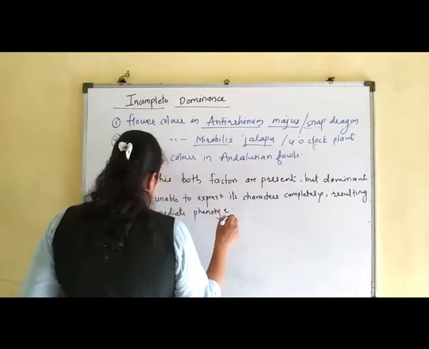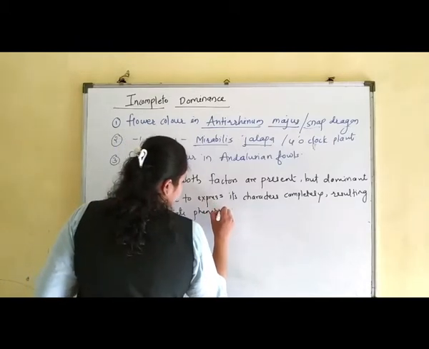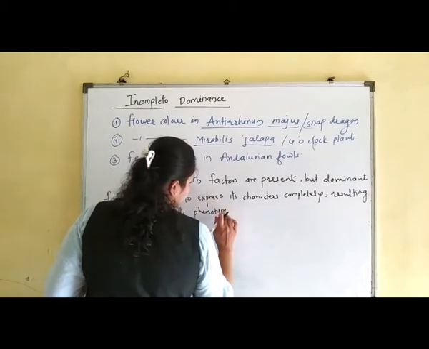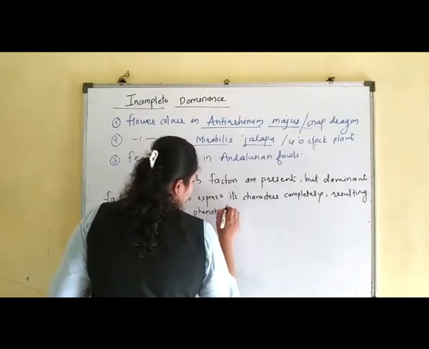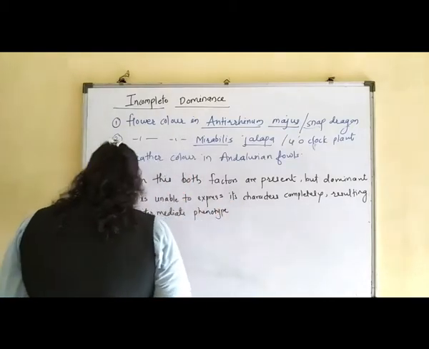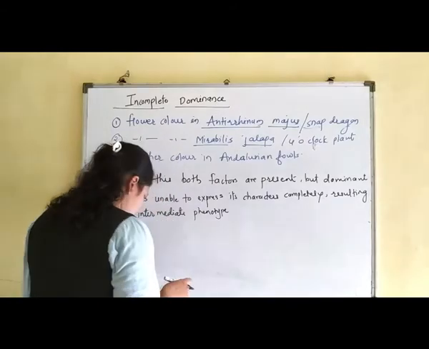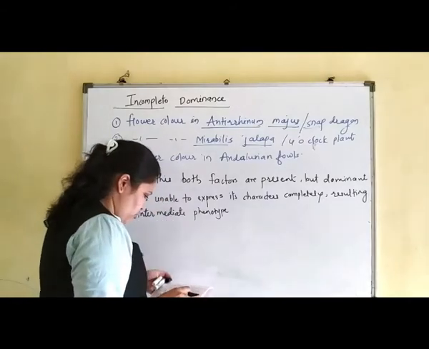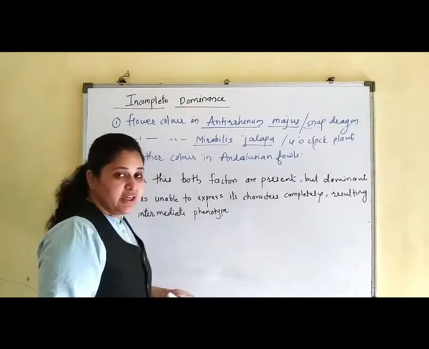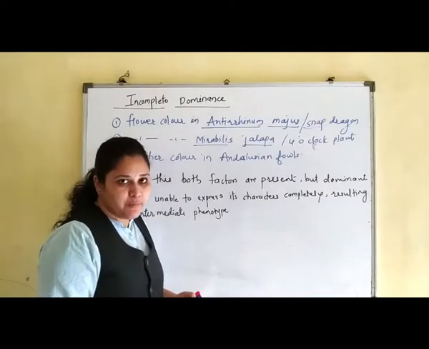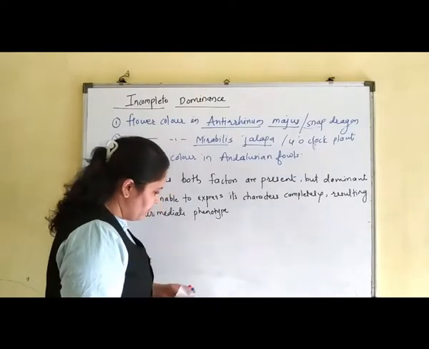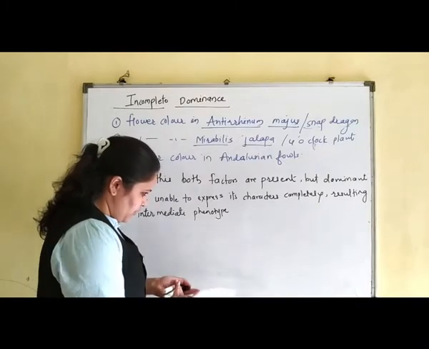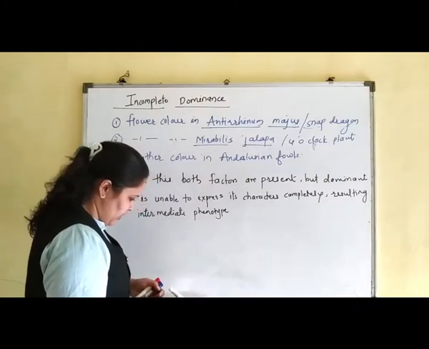Resulted in intermediate or incomplete phenotypes. Fine. So these are the examples. One more is there, but that I will explain at the time of pleiotropy, because that is a common example for pleiotropy and incomplete dominance. So that time I will explain that.